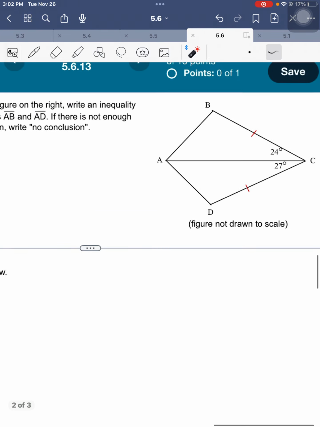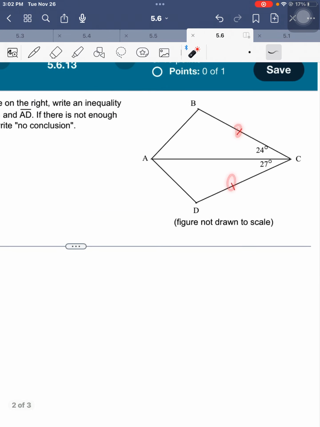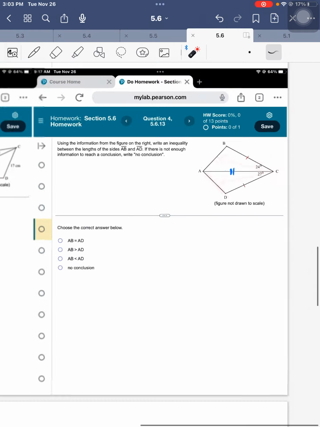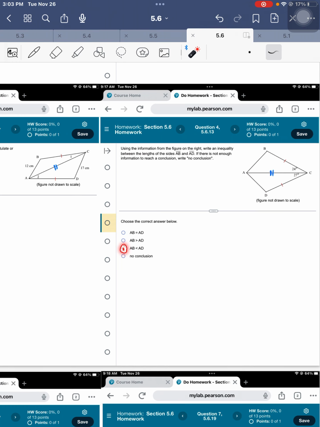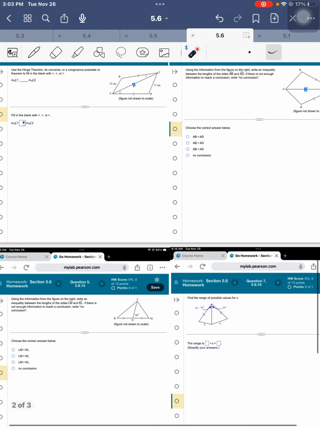Now, here I have one pair of congruent corresponding sides, and I also have my reflexive property of congruency telling me that AC is congruent to AC. So now I have two pairs of corresponding congruent sides, and I have an included angle, right? This angle is included between these two and between these two, right? So which side length is longer? Is it AB or is it AD? It's AD because 27 is greater than 24. So AB is less than AD, whichever.